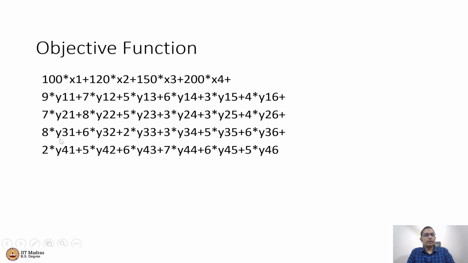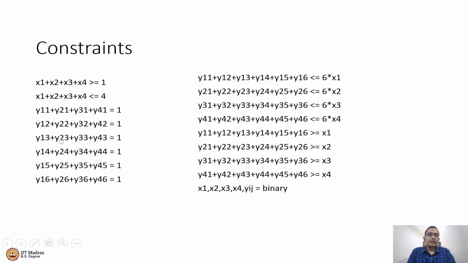Then comes the constraints. So the first constraint, x1 plus x2 plus x3 plus x4 greater than or equal to 1. This means that ABC should at least have one facility. It can have more facilities, but at least there should be one facility. And what is the maximum amount of facilities they can have? Well, that's 4. The next constraint y11 plus y21 plus y31 plus y41 is equal to 1.